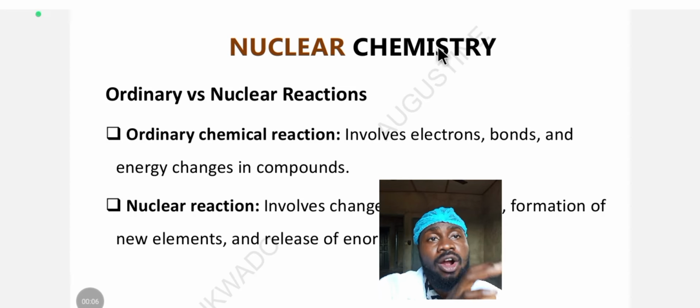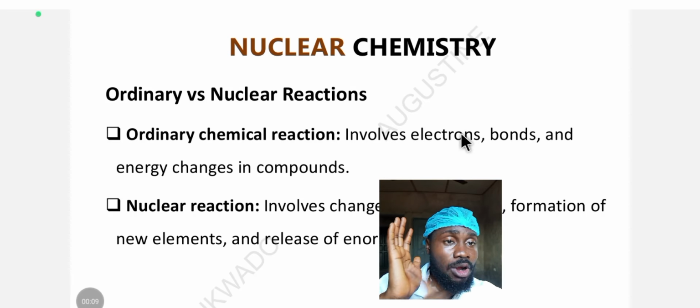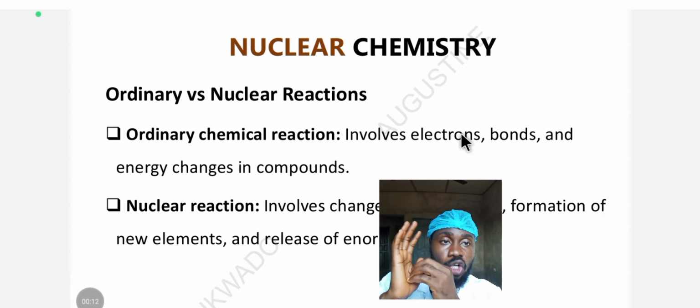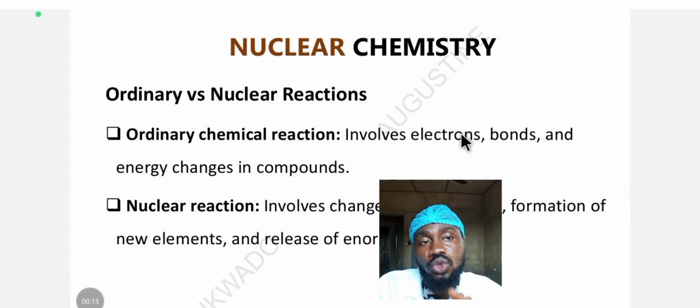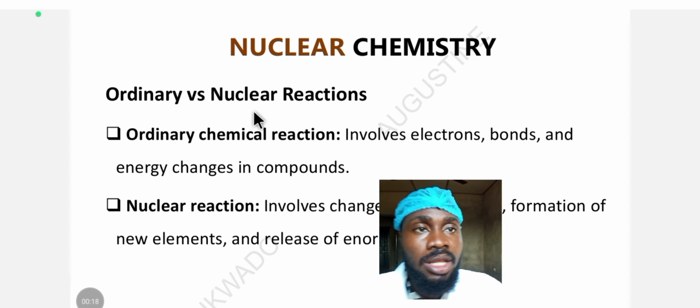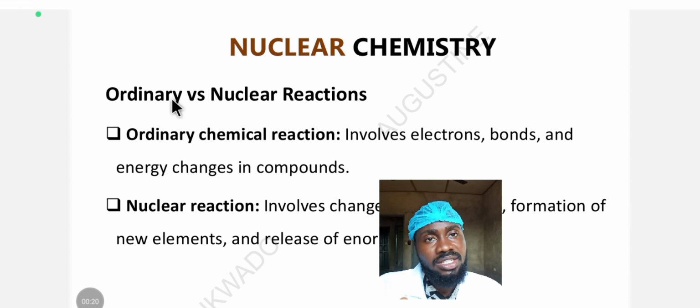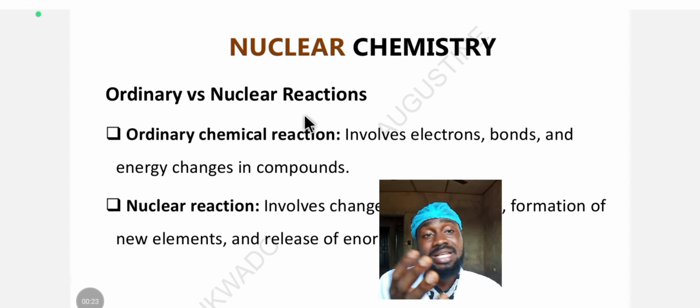So today we are continuing with nuclear chemistry. Please get your pen and your chemistry notebook to jot down whatever you understand in this lesson, because you are definitely going to need them for subsequent revision. Now, let's understand the difference between ordinary and nuclear reactions, because there are different types of reaction.